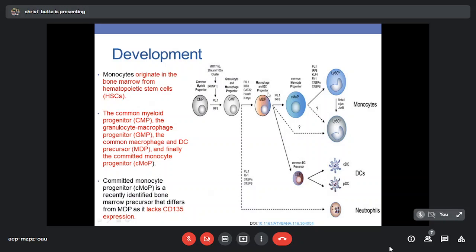Moving on further, this macrophage dendritic cell precursor also differentiates into the common dendritic cell precursor. This differentiates further into classical dendritic cells and the plasmacytoid dendritic cells. We must also remember that this granulocyte macrophage progenitor also differentiates into neutrophils. So it's very interesting. Let's see how all that happens.